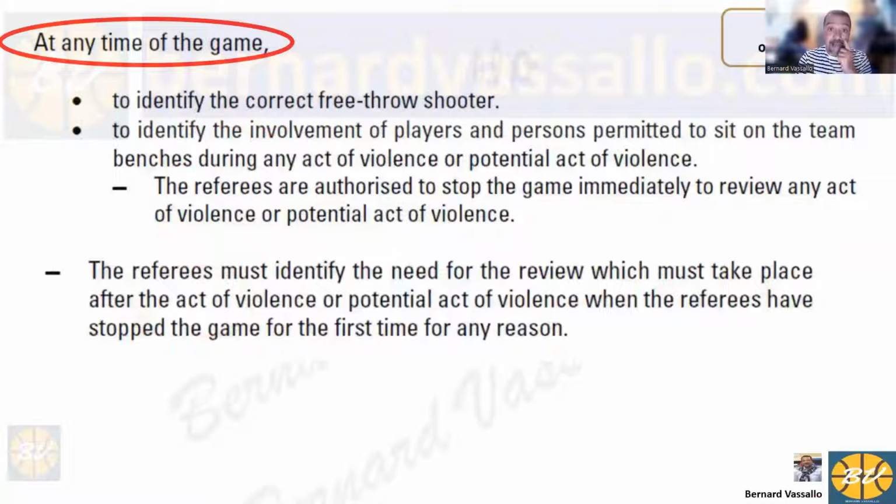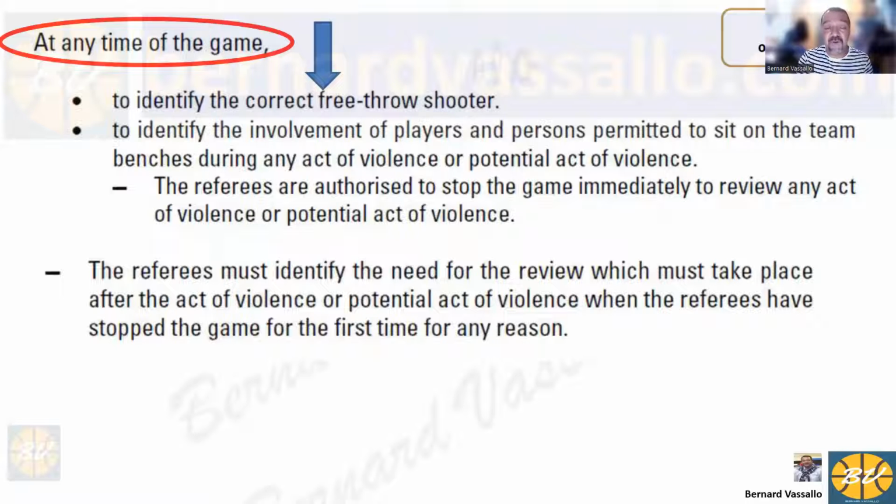Additionally, at any time during the game, the referees could review plays to make sure of who was actually fouled, therefore to identify the correct free throw shooter in those cases where the referees may not be totally certain who has to shoot a particular set of free throws.